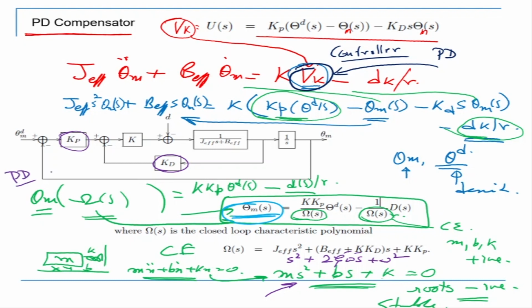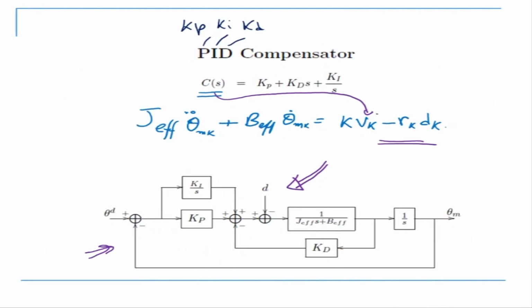For a PID controller, basically this is my control system diagram now. Now, how do we input this? Let me follow the same. The way we have to write it is Vs is equal to the PD controller Vs, following exactly the same notations, Kp into theta ds minus theta ms, minus Kd into s into theta ms. Okay, this was there for the PD controller.